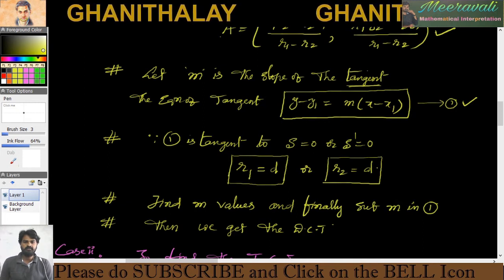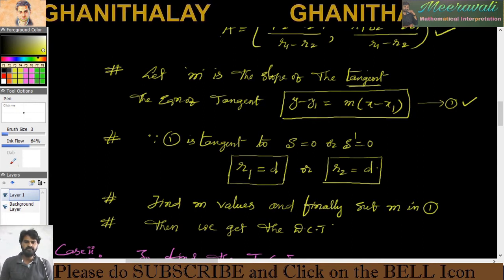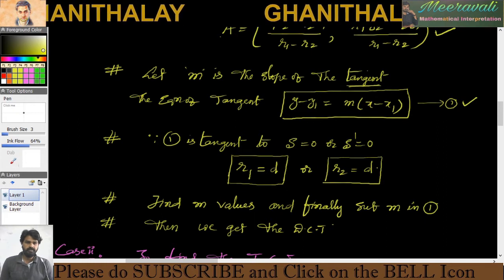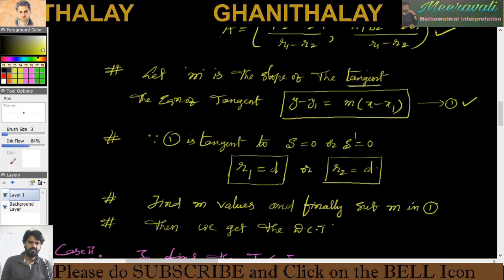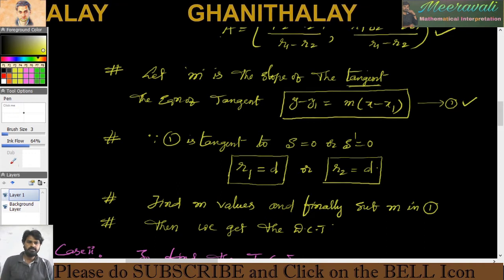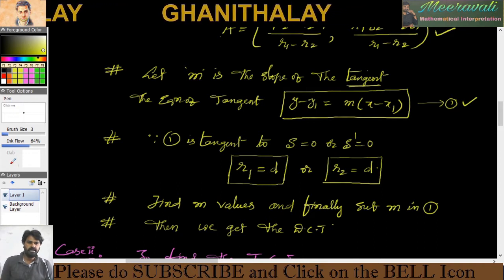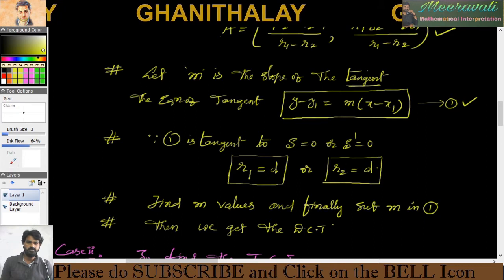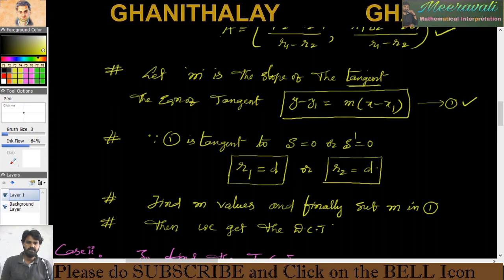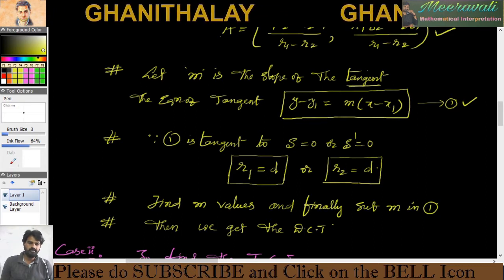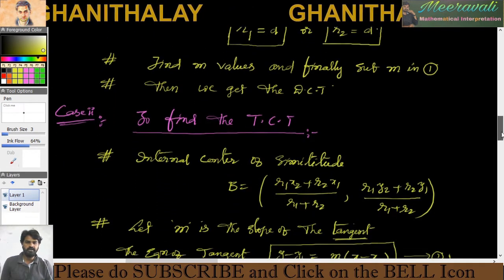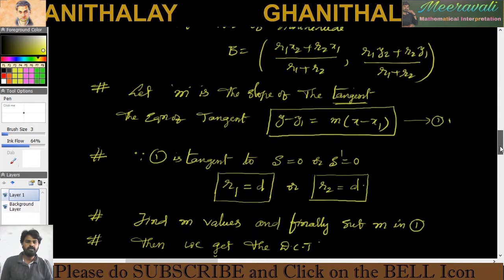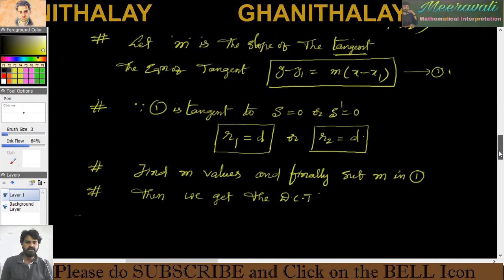So let first m be our required tangent slope. After that you can use the tangent equation as y minus y1 is equal to m into x minus x1. So hence we have taken equation 1 as the tangent to both of the circles. So you have to use the tangent property r1 is equal to d. Hence by using that you can find out the m values. Finally m can be substituted in the equation, and you will get the DCTs and TCTs.